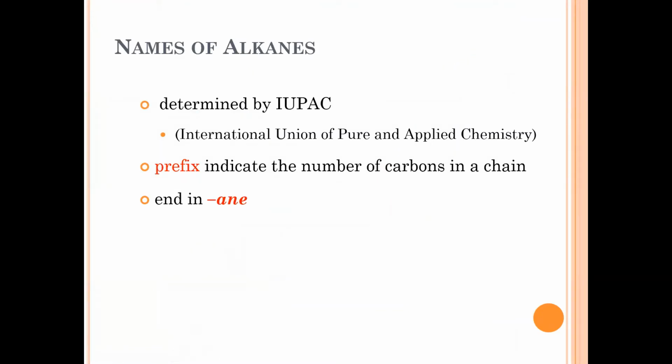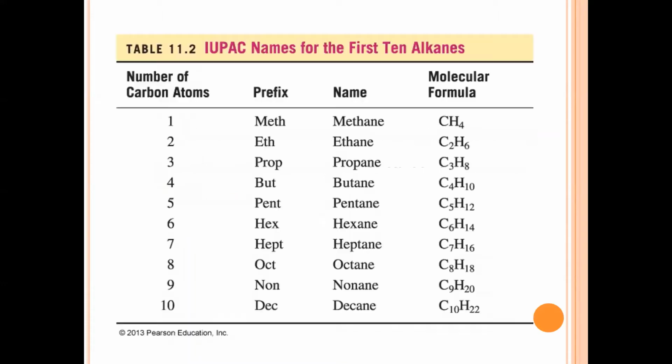So let's go with the basic names. All of the names of alkanes are determined by the International Union of Pure and Applied Chemistry, so IUPAC. What we do is we have a prefix that we use to denote the number of carbons in the chain. So all of our names are named after the longest chain of carbon. We don't really care about what's attached right now. We just care about how long that core carbon chain is. So we use a prefix to determine the amount of them, and then because they're all singly bonded, we end them with ANE.